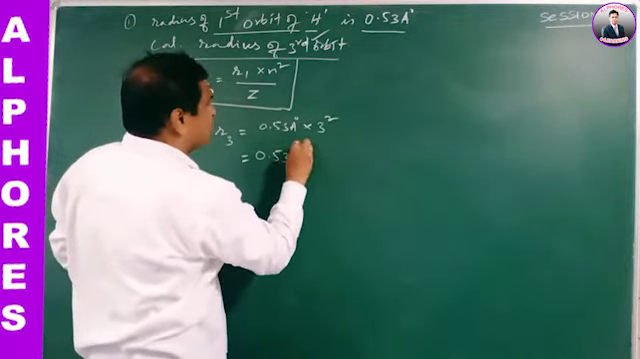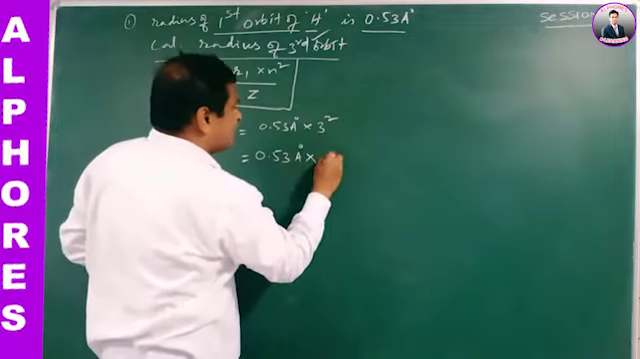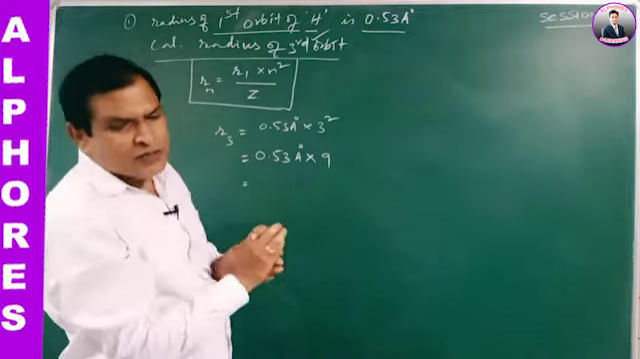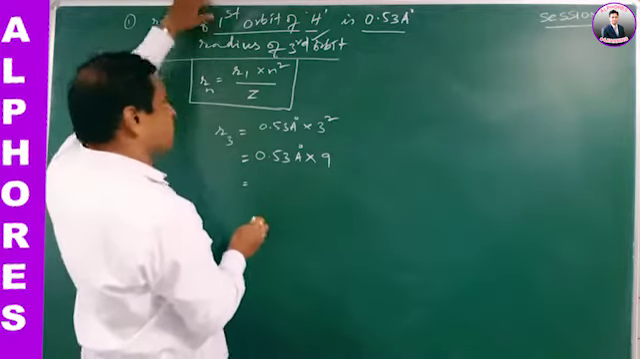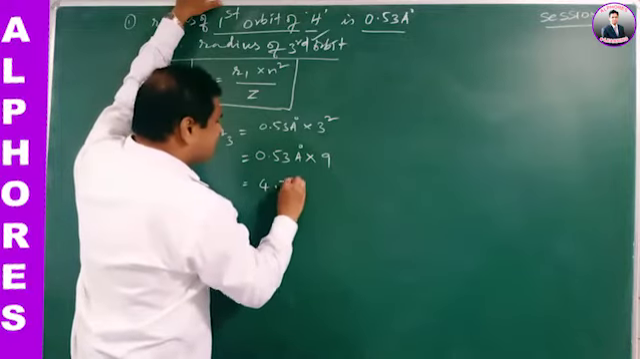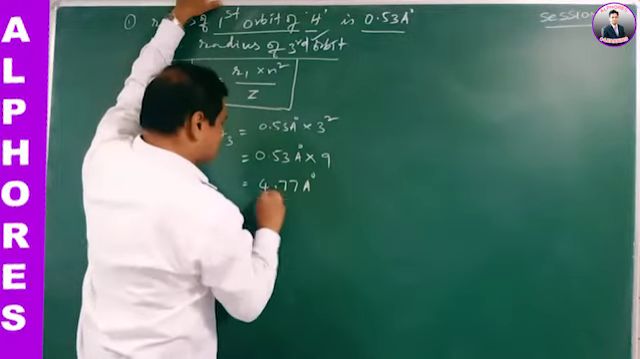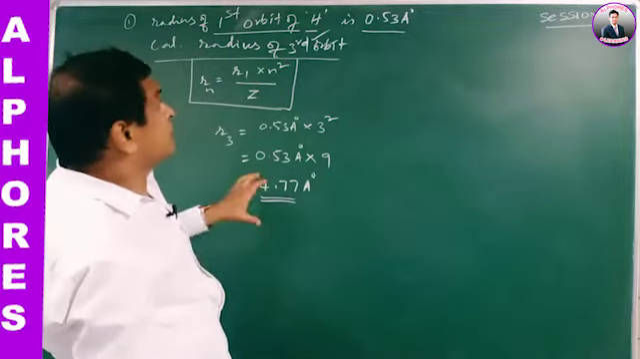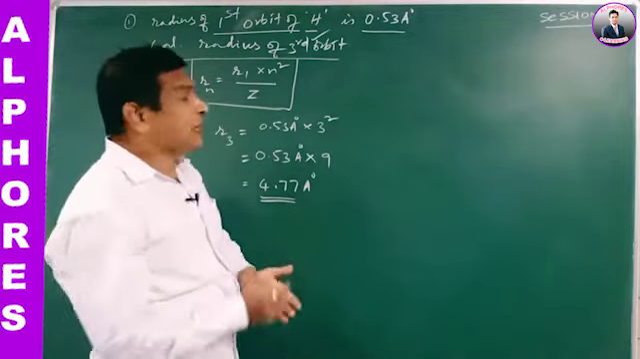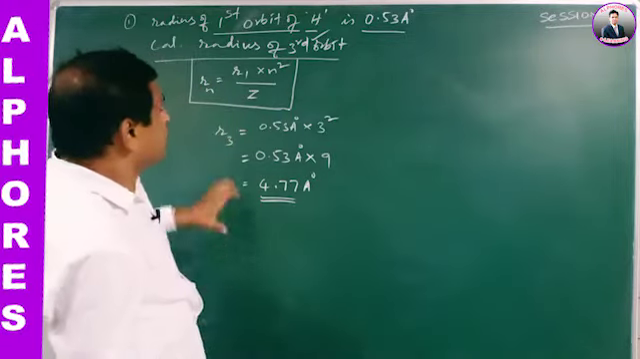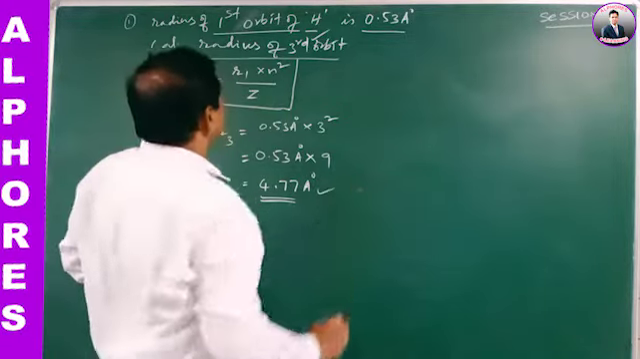That is equal to 0.53 angstroms into 9, since 3 threes are 9. So 0.53 into 9 gives 4.77 angstroms. The radius of the third orbit of hydrogen atom is 4.77 angstroms. Okay, so this is the answer. Like this we have to calculate.